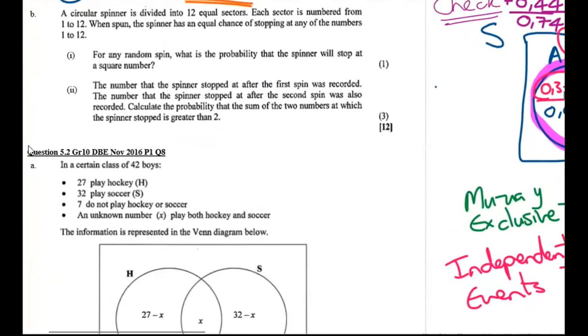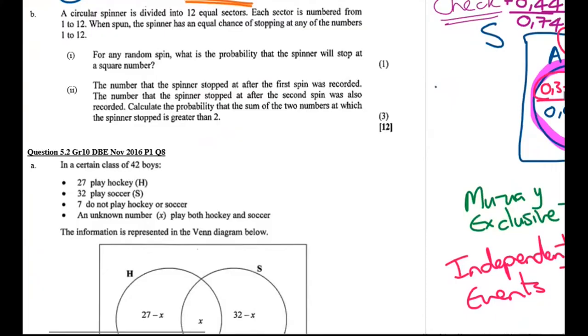Okay, so it says here, a circular spinner is divided into 12 equal sectors. Each sector is numbered from 1 to 12. When spun, the spinner has an equal chance of stopping at any of the numbers 1 to 12. So before we get to the question, Monique, you said you'd be happy to help us. Can you tell me, what do you understand from the words equal chance?